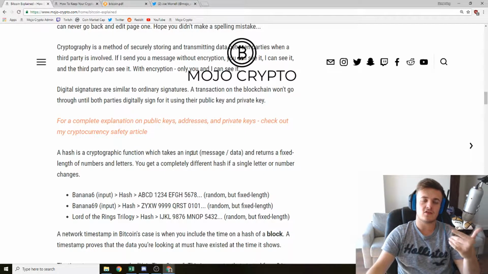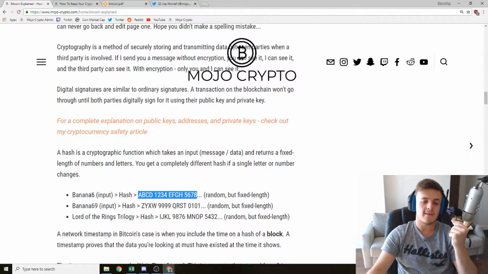Let's give you some examples so you can get your head around this. These are really simplified inputs, but if you input banana 6 and hash that, you're going to get a random but fixed length string of numbers and letters. It might look like A, B, C, D, 1, 2, 3, 4, E, F, G, H, 5, 6, 7, 8. It's not going to be that categorized. It'll be like A, Z, 2, 9, F, Y, all mixed up and jumbled, but I've simplified it to help you get your head around it.